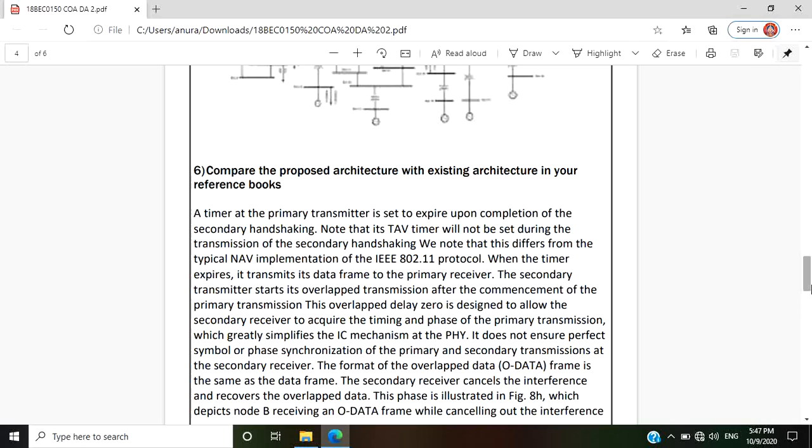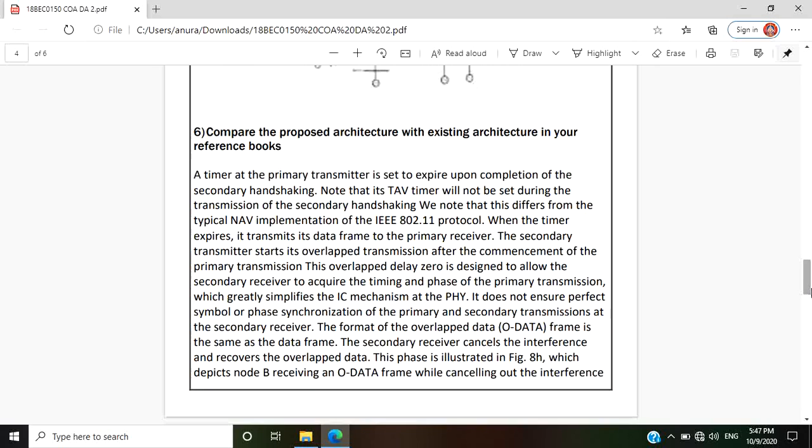A timer at the primary transmitter is set to expire upon completion of the secondary handshaking. Note that its NAV timer will not be set during the transmission of the secondary handshaking. We note that this differs from the typical NAV implementation of the IEEE 802.11 protocol. When the timer expires, it transmits its data frame to the primary receiver.